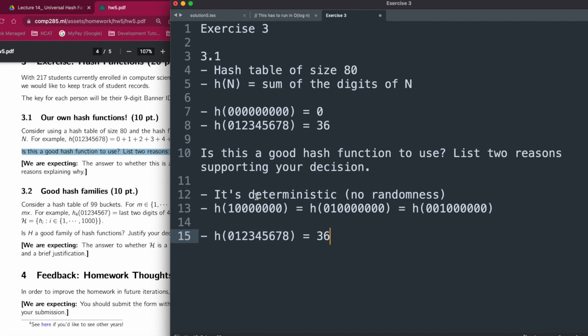but there's a lot of different numbers that add up to 36, right? So one, it's pretty bad because it's deterministic. It's not random, which means somebody can very easily come up with a sequence of elements to insert that will all hash to the same bucket.